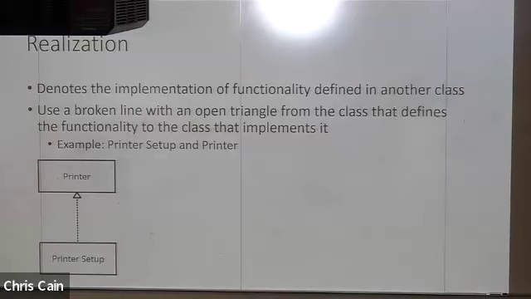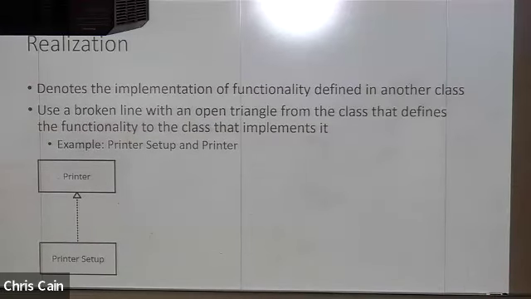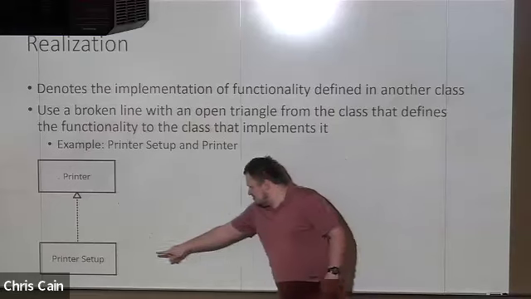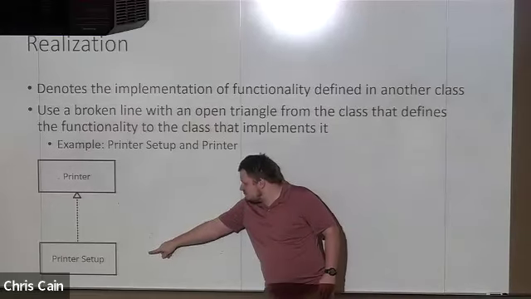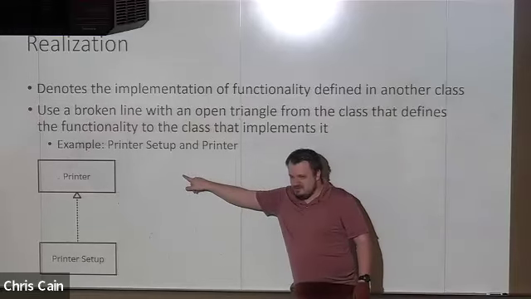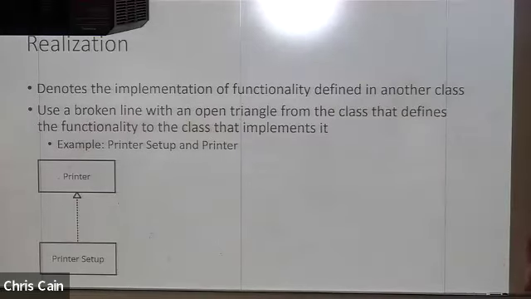So it denotes the implementation of functionality defined in another class. You have a broken line with an open triangle. So it looks very much like inheritance, but it is not inheritance. It's a broken line instead of a straight line. You want to have the from being the associated work that needs to be done first, and then the to direction is the item or the class that doesn't function without this functionality. Questions on realization?